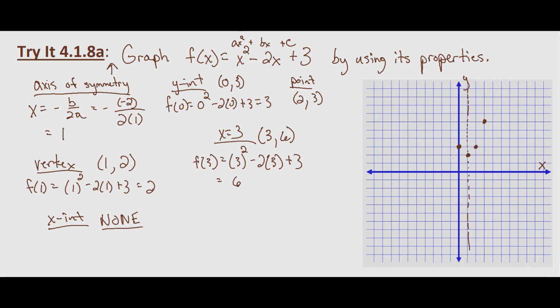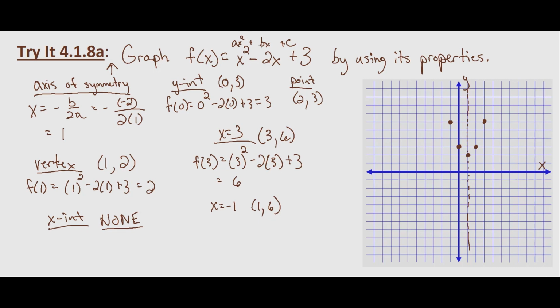Now we could find algebraically f of negative 1, or we could simply say, well, 3, 6, that's 2 to the right of the axis of symmetry. So we're going to have a point 2 to the left of the axis of symmetry, at x equals negative 1, and we're also going to have a value of 6. And again, we could put that in as far as an actual algebraic solution is concerned, or we could just simply use symmetry. Either way, we'll get the point negative 1, 6.